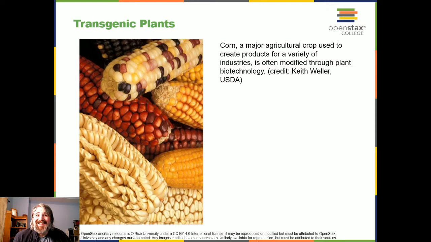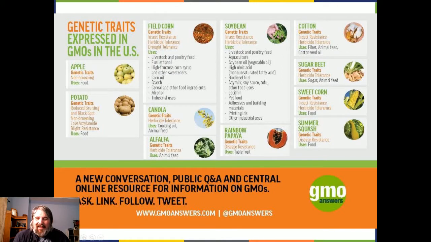Transgenic plants. This is a fun subject. So there's the generic blurb on this. Corn, we have a bunch of modified corn, often modified through plant biotechnology. But I'm going to go into a little bit more detail, sort of. So here are the things out there that are genetically modified, that are approved for growth and consumption in the U.S. We have the apple, which I'm going to mention. It's non-browning. It won't brown in the air.